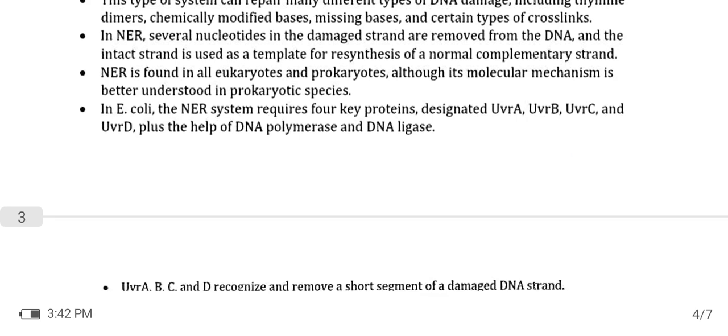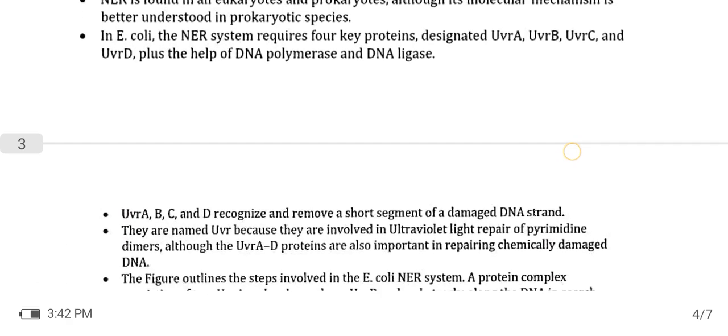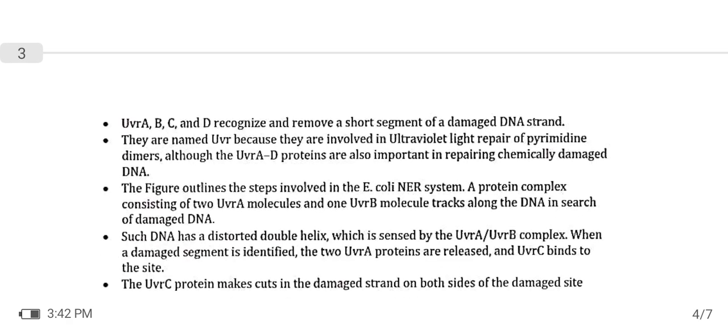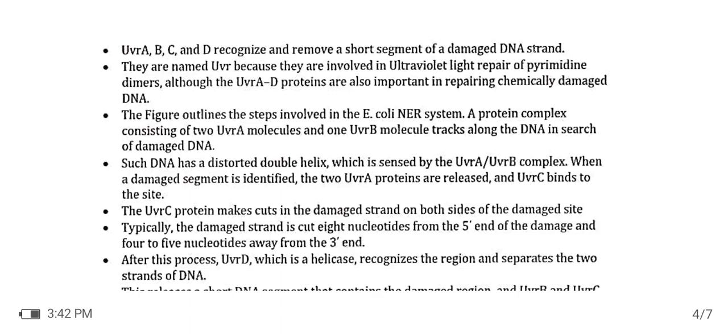In E. coli, the NER system requires four key proteins designated UvrA, UvrB, UvrC, and UvrD, plus the help of DNA polymerase and DNA ligase. UvrA, B, C, and D recognize and remove a short segment of the damaged DNA strand. They are named Uvr because they are involved in ultraviolet light repair of pyrimidine dimers, although the UvrA and UvrB proteins are also important in repairing chemically damaged DNA.